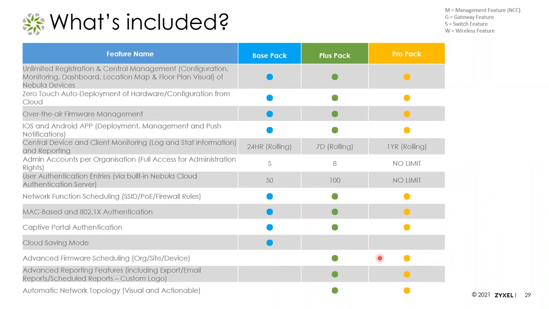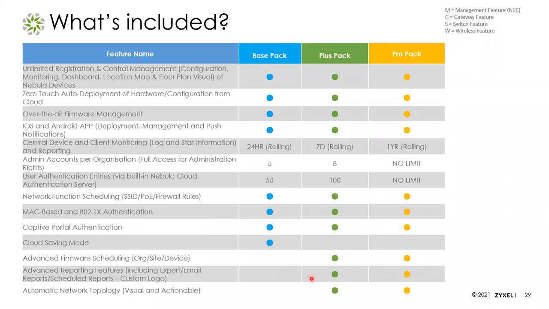So now some of the other differences here. Advanced firmware scheduling. You can do firmware scheduling with the free version of Nebula, but if you're using the Plus or Pro Pack, you get more options when it comes to how you are scheduling things. With Plus and Pro, instead of scheduling an org to do an update, you can schedule individual devices. You can put different schedules for different types of devices. So it gives you a little bit more flexibility there.